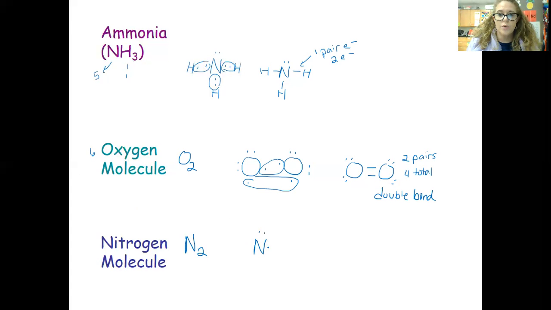So 1, 2, 3, 4, 5. And now I'm going to do my next nitrogen. 1, 2, 3, 4, 5. And so now I'm going to circle my unpaired electrons. So here's a pair right there. So there's 1 bond. Remember, I need to form 3 bonds.